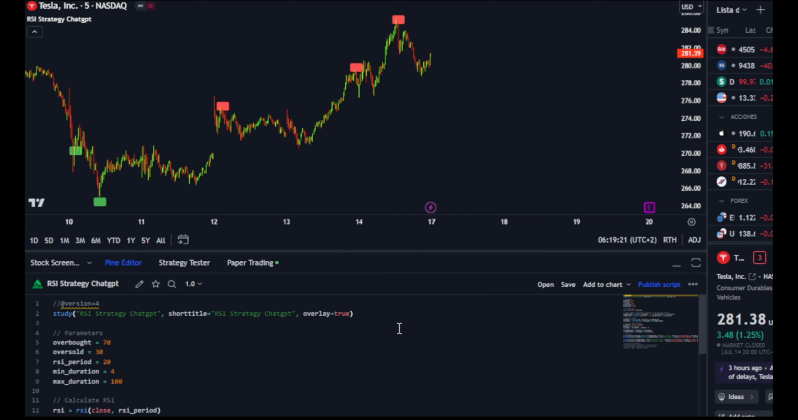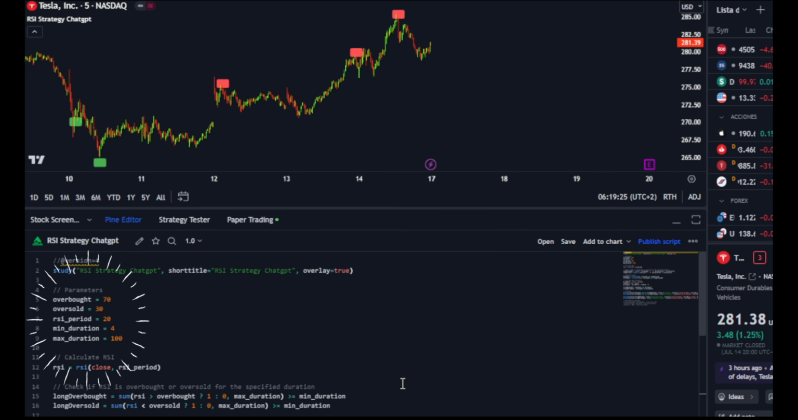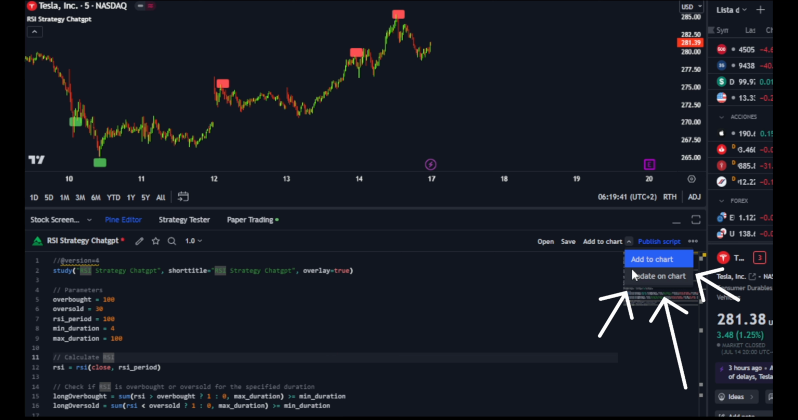For today's strategy, we have used these parameters in the script code. But if you want, you can modify them according to your preference. And then we select Update on the chart. If you want to get the Pine script that ChatGPT created for us, follow the instructions in the video description.